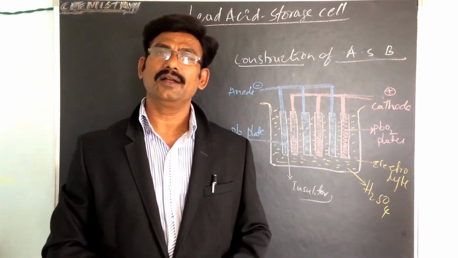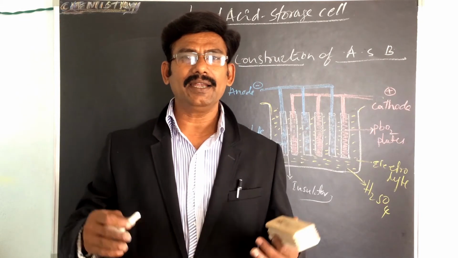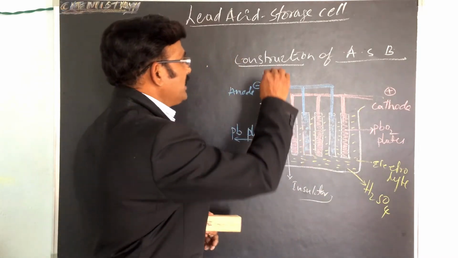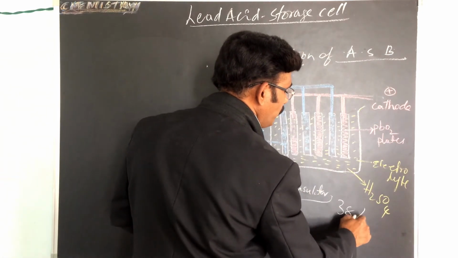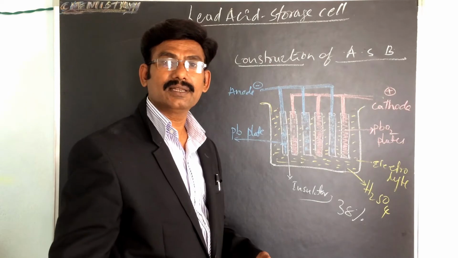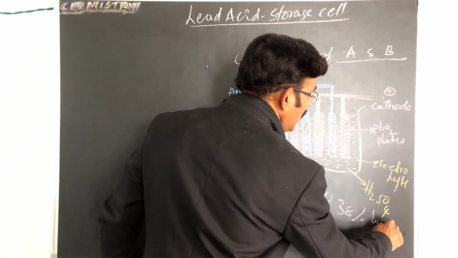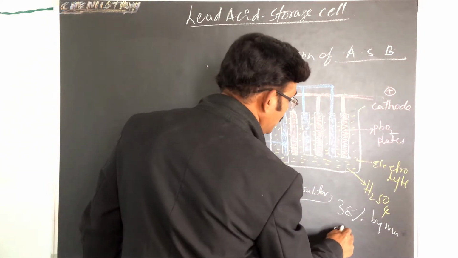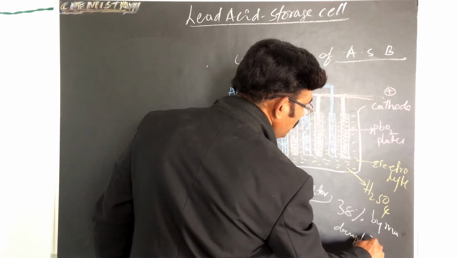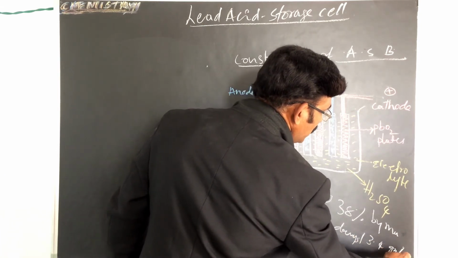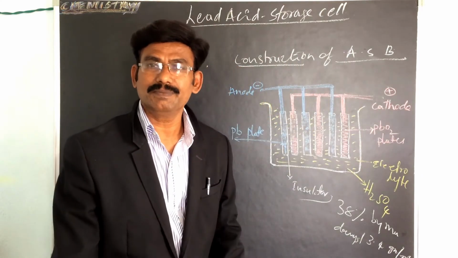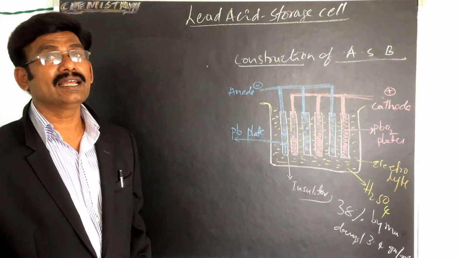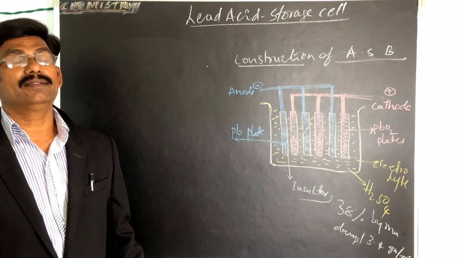What is the density of sulfuric acid and how much percentage is there? Actually it is 38% sulfuric acid by mass, and the density is 3.4 grams per ml. This is about the description and construction, so we can write that.